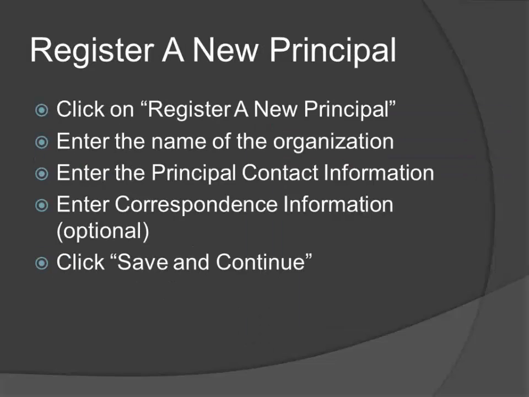Click on Register a New Principal. Enter the name of the organization as you would like it to appear on the Eye on Lobbying website. Enter the principal contact information. This should be someone who works directly for the lobbying principal that G.A.B. staff can contact. Enter correspondence information, which is optional.